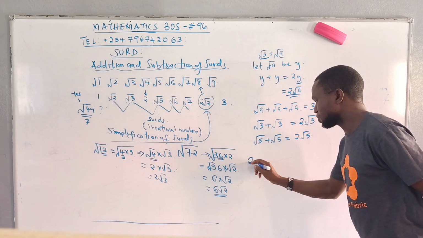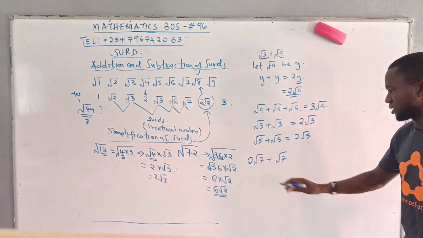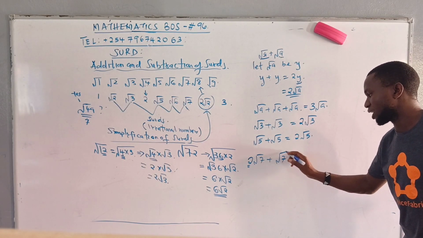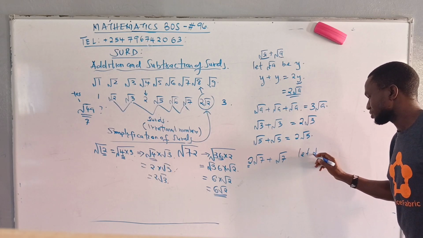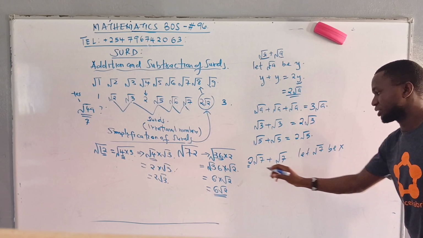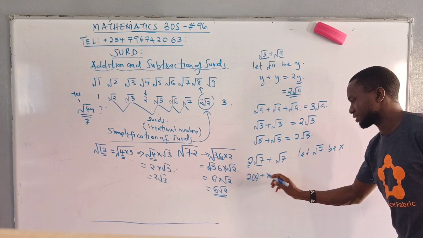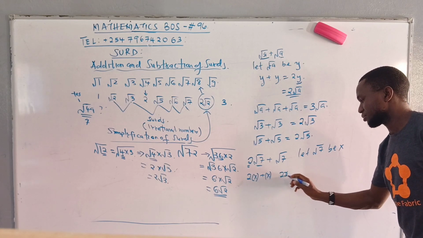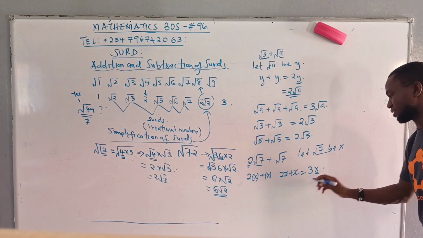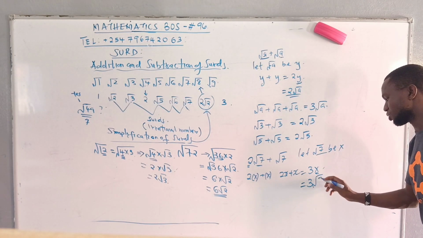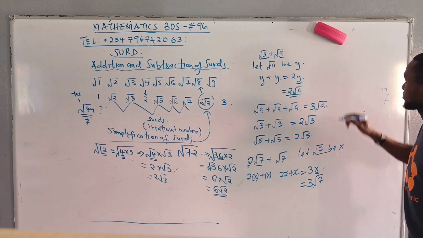Another one, let me consider 2 root 7 plus root 7. Now look here, we have 2 here, and here we only have 1 root 7. Therefore, you can say, let root of 7 be x. So when there is root 7 substitute with x, we have 2 into x plus x. 2 times x is 2x, plus x is 3x. But what is x? X is root 7. Therefore, the result is going to be equal to 3 root of 7. Therefore, 2 root 7 plus root 7, the answer is 3 root 7.